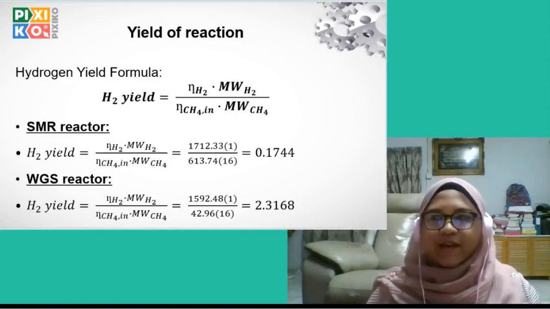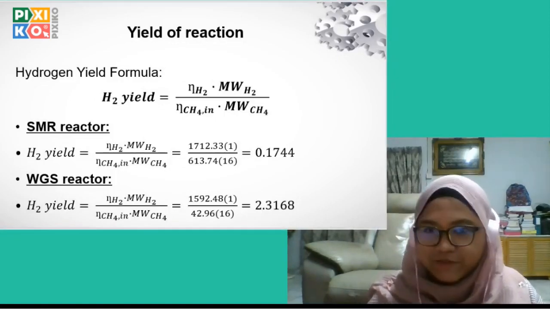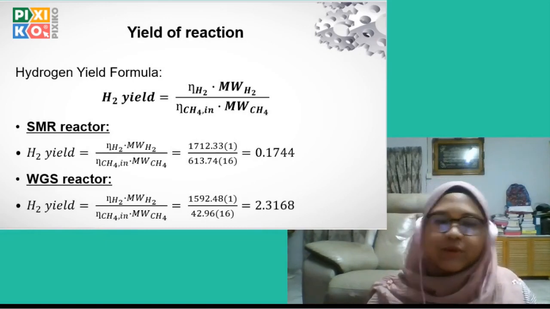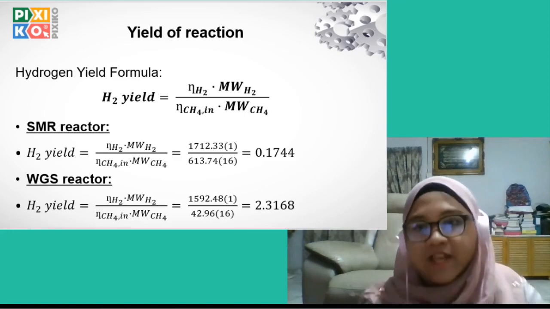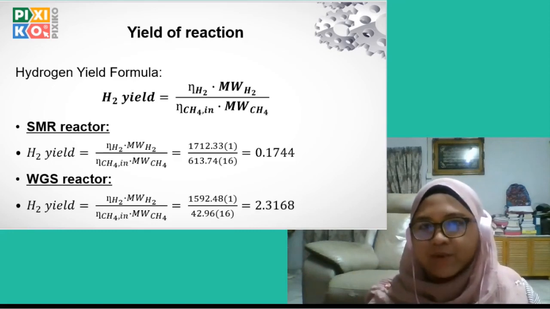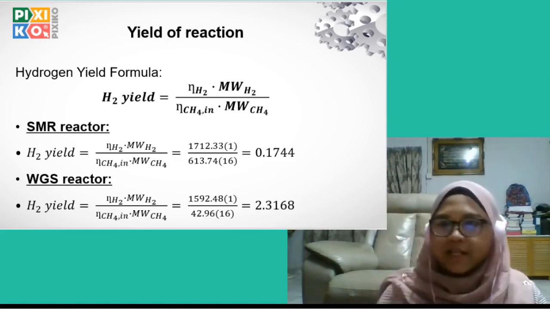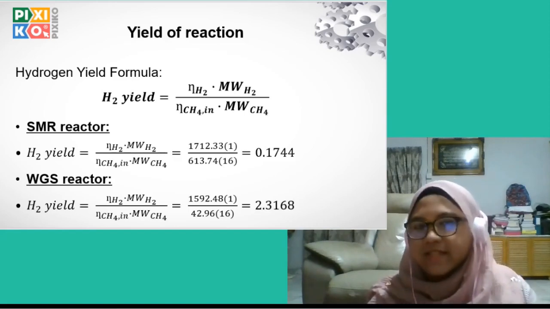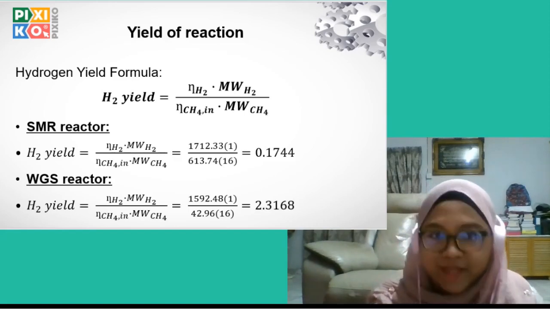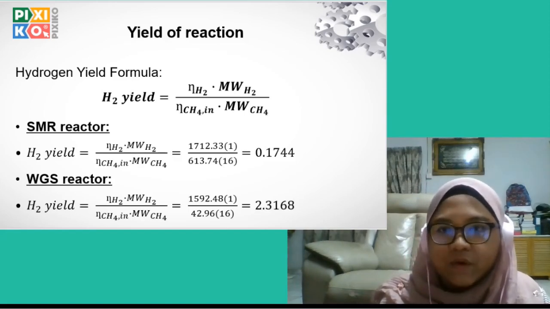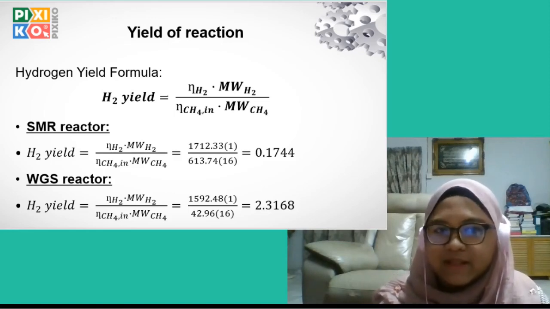So now we are moving on to the yield of reaction. For the yield formula, we will use the same formula for both the SMR and WGS reactor. The formula is the outlet molar flow rate of hydrogen times the molecular weight of hydrogen over the molar flow rate of methane into the reactor times the molecular weight of methane. For the SMR reactor, our yield would be 0.1744 and our WGS reactor yield is 2.3168.